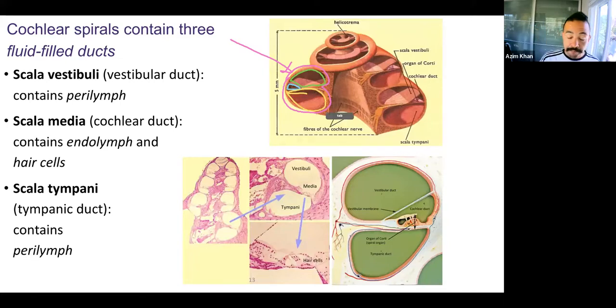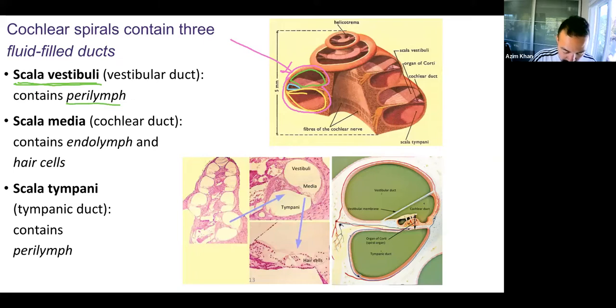3 different compartments. The one on top, the one that I drew in green, this compartment is called scala vestibuli. Scala means duct. Vestibule means vestibular. The word vestibular or vestibule, a vestibule is an open space. Pretty vague term for a thing. So yeah, it's an open space duct. Scala vestibuli contains fluid, and the fluid that it contains, we call it perilymph. It's basically an interstitial fluid, but it's called perilymph.